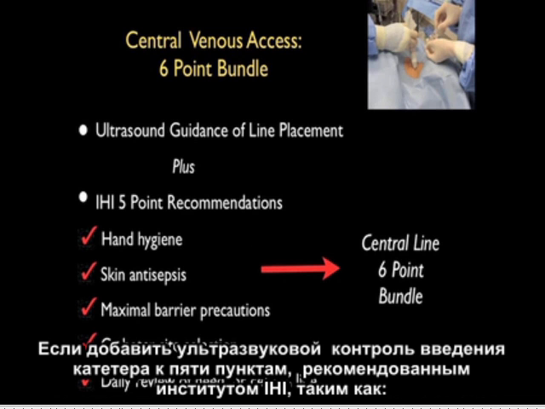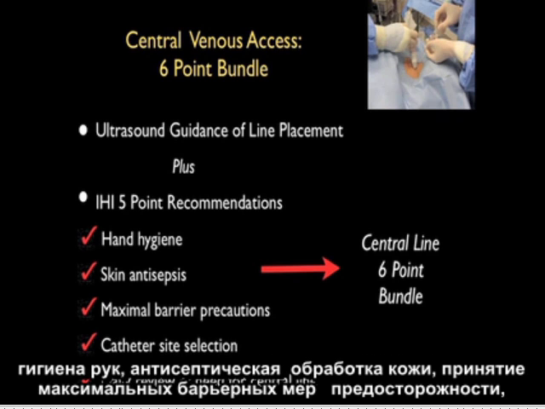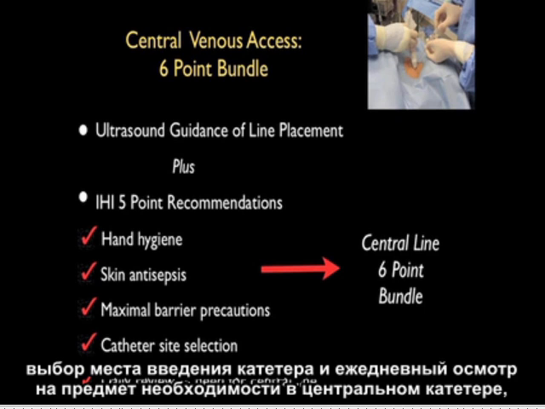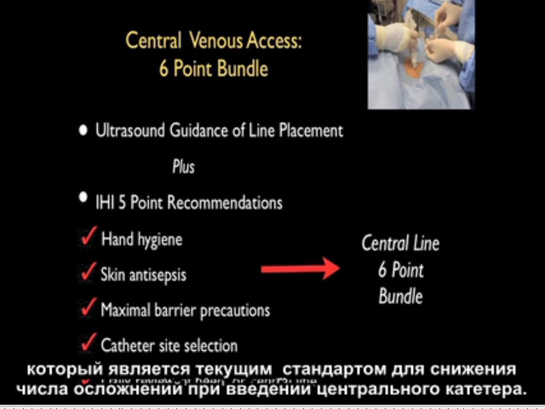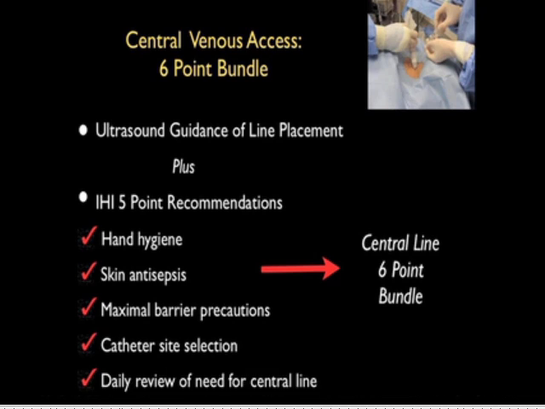If one adds ultrasound guidance of line placement to the 5-point IHI recommendations of hand hygiene, skin antisepsis, maximal barrier precautions, catheter site selection, and daily review of the need for a central line, one gets to the central line 6-point bundle, the current standard for decreasing complications of central line placement.